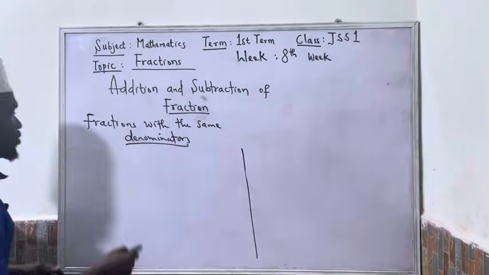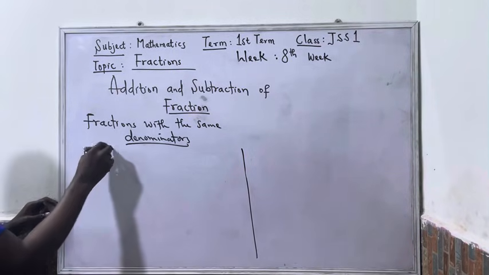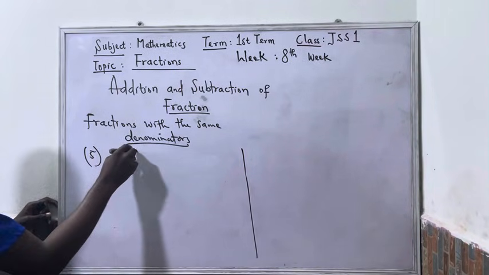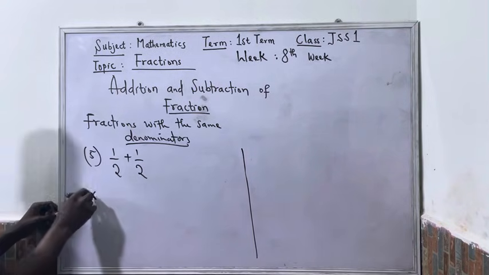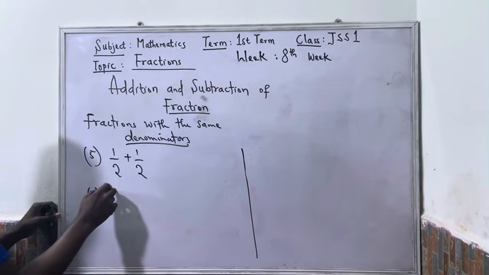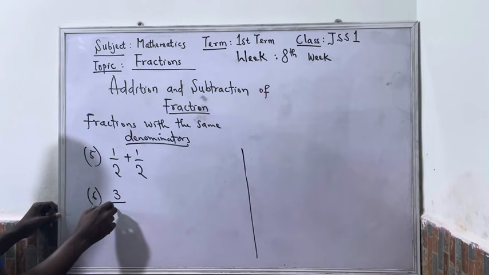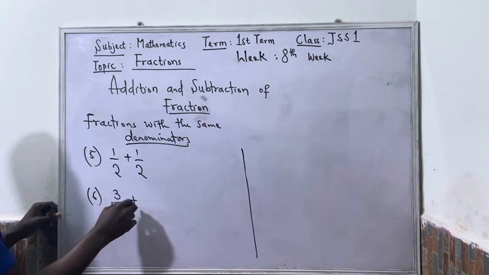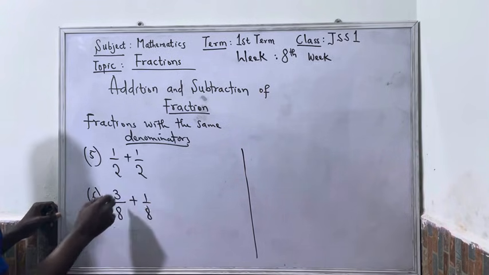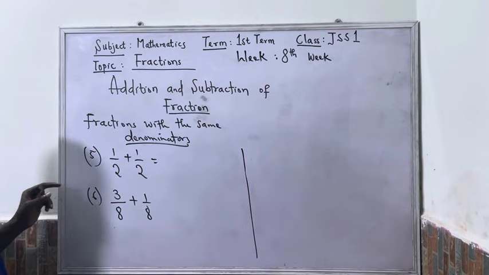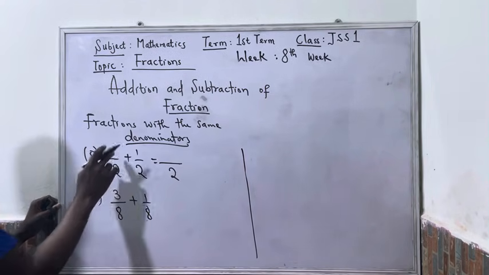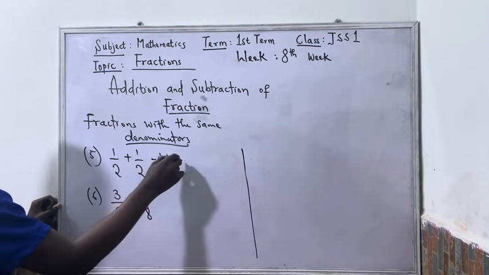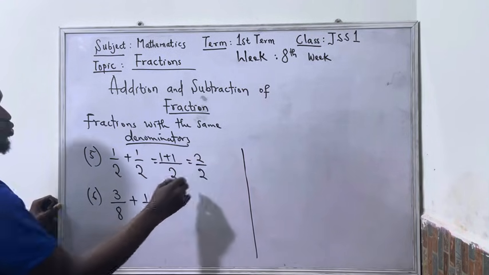Let me do one more question. Number 5. Let's say we have 1 over 2 plus 1 over 2. And then number 6, we have 3 over 8 plus 1 over 8. So look at this. 1 over 2 plus 1 over 2. All I need to do is to pick one of the two. Then I will add 1 plus 1 to give me 2 over 2.